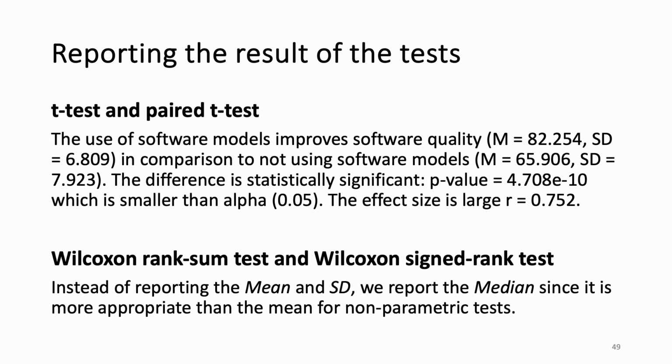We have seen how to conduct the statistical test to understand if there is a difference in the mean between two groups. And now we are going to see how we can report these results, how we can write them in a report. For the t-test and the paired t-test, so for the independent t-test and the dependent t-test, we can use the following. The following is an example based on the hypothesis that we have investigated together in the example before.